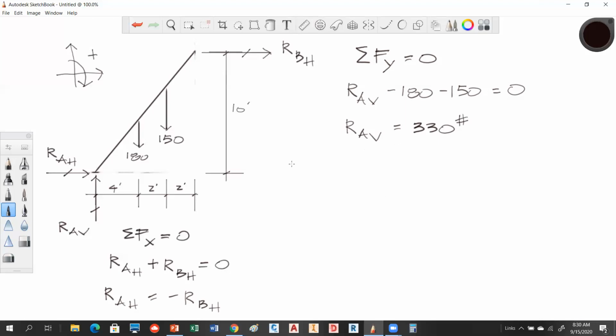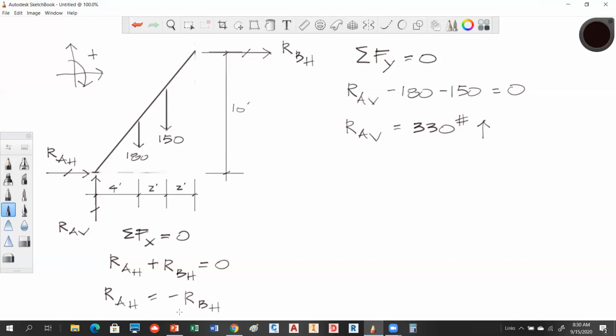Since this was positive, what this indicates is that we acted this correctly. So RAV is actually up 330 pounds. Is everybody good with that? Yeah. Well, we still need to do what? We haven't resolved these guys, right?